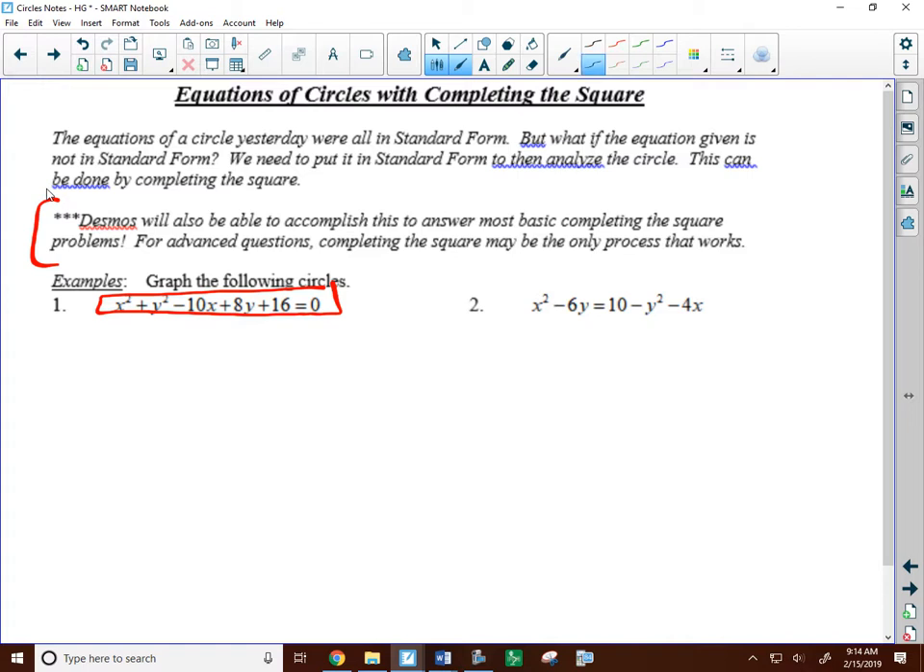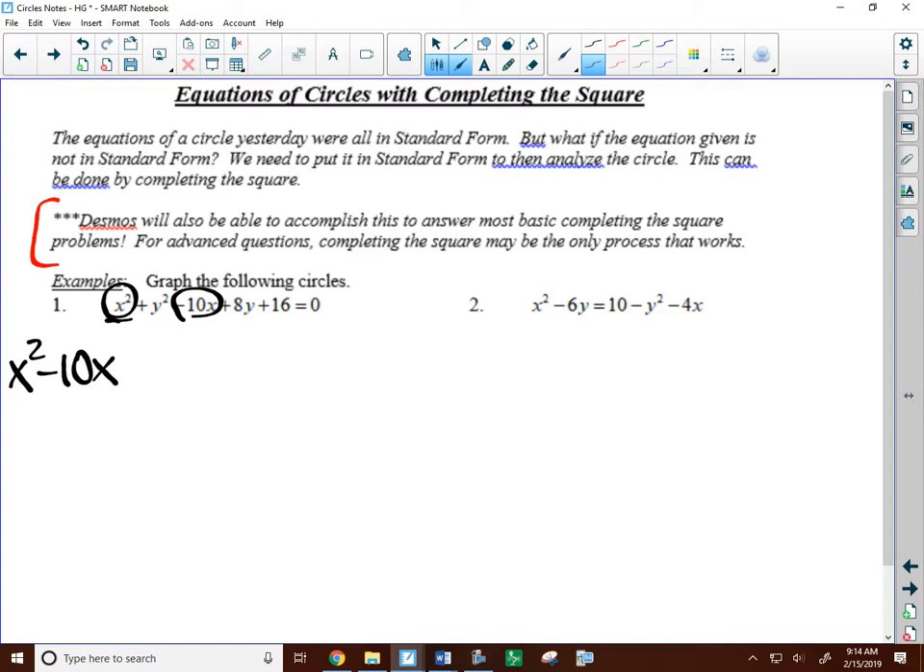Okay, here's what we do. We're going to graph these circles. So I think in general they will tell you it's a circle, but it's not in standard form. So here's the process. All right, get all the x terms together. So I'm going to put x squared, and then I'm going to put negative 10x next to it.